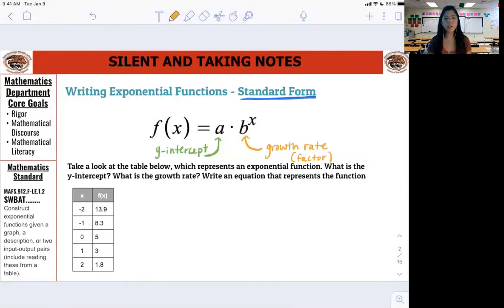Okay. So whenever you have a table or even a graph, which you'll see in a little bit, you can take a look at the table and we can figure out the y-intercept and we can also figure out the growth rate. So let's start off. We know how to do the growth rate now. Can anybody remind me once again, what am I doing to figure out the growth rate? Dividing. Divide, good, from bottom up. So go ahead and divide a couple of times and then see if you keep getting the same number.